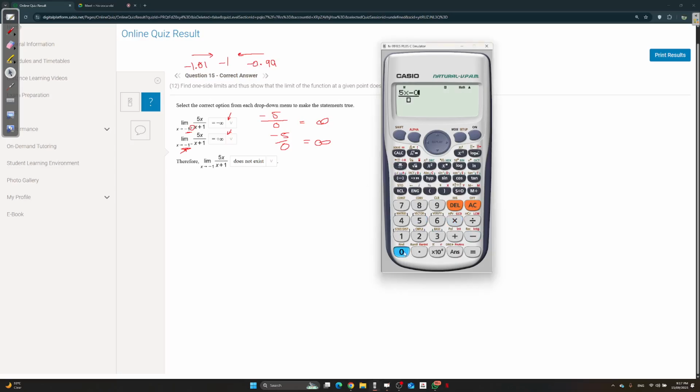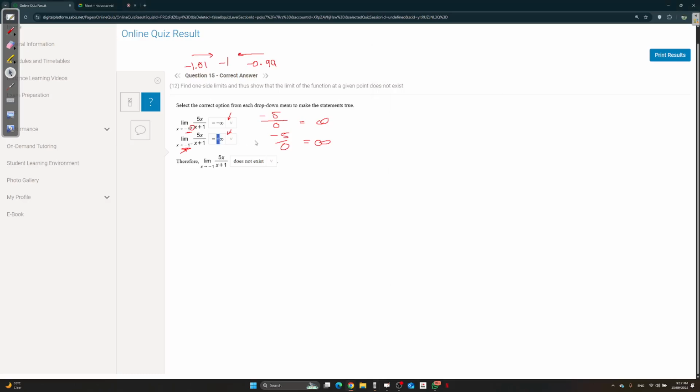5 times negative 0.99 over negative 0.99 plus 1 gives you negative 495. So what sign is infinity going to be? Negative. That's exactly how you do it. Second one, we said we'll substitute negative 1.01. So 5 times negative 1.01 divided by negative 1.01 plus 1. You get 505. This is a positive number, so we're going to take the infinity to be positive.